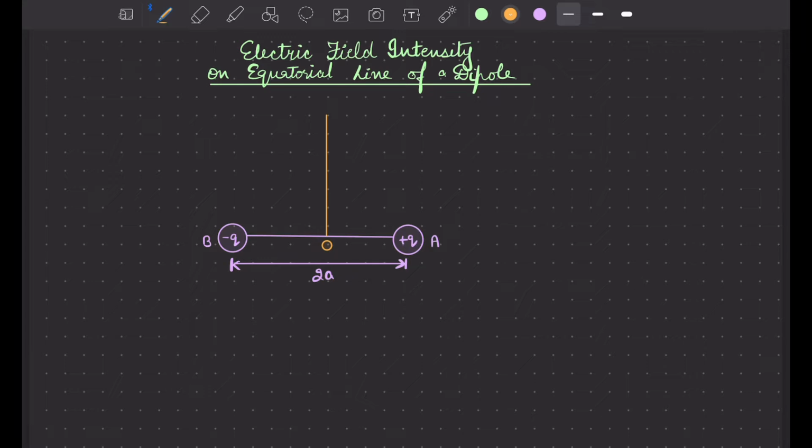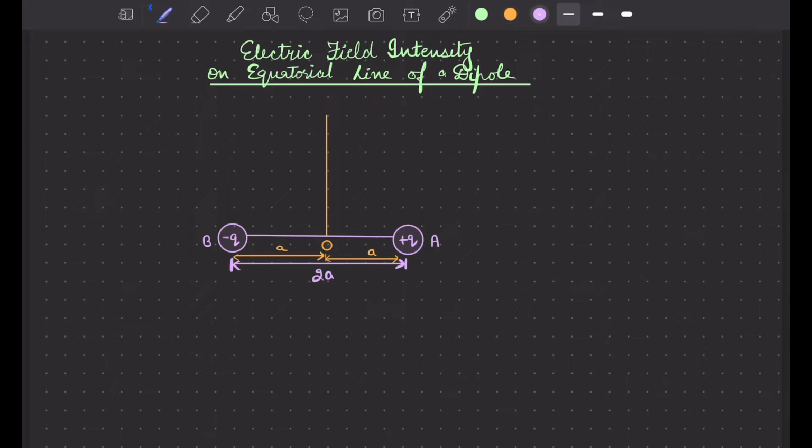Therefore, O is dividing the length of the dipole into two equal halves, that is, length a from O to A and length a from O to B. So this length is marked as length a from O to B. Now this dipole is divided into two equal halves, and I just want to find the value of electric field intensity on an equatorial line.